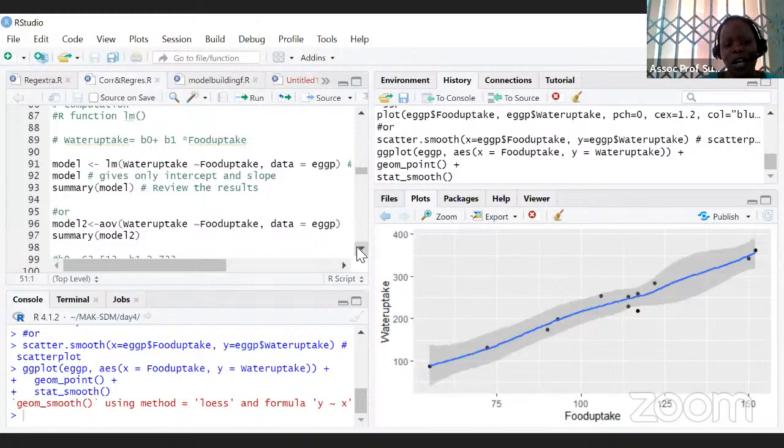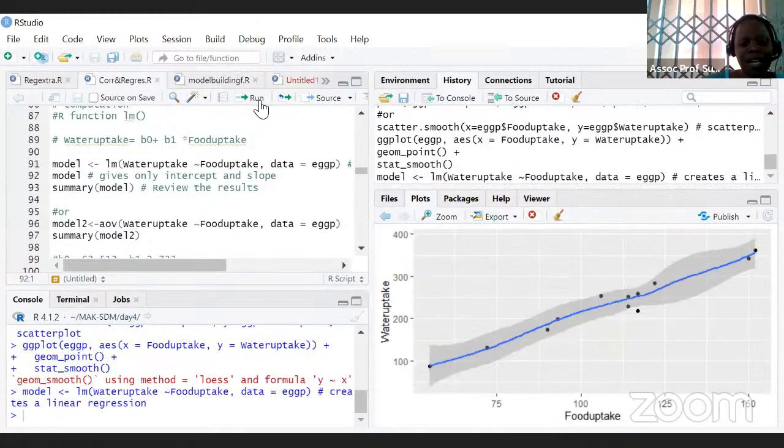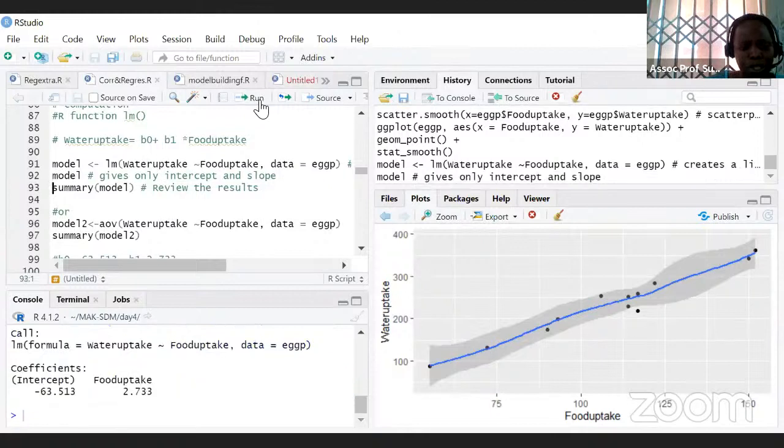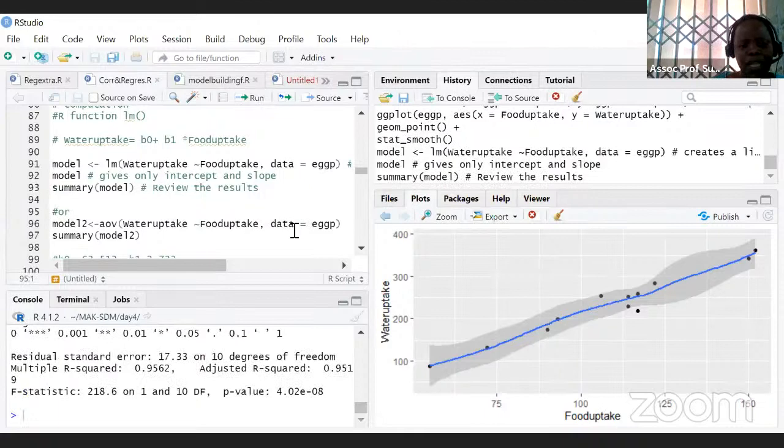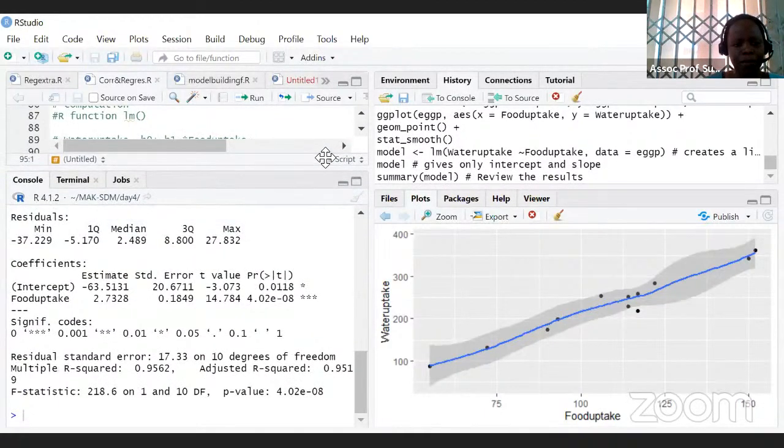So let's all run line 91. When you run line 91, it doesn't give you an output, so you run the model. The model only gives you intercept and a slope, but we want the summary of the model. So you run line 93 to give you the summary of the model. So let us focus on the output and see what it means.